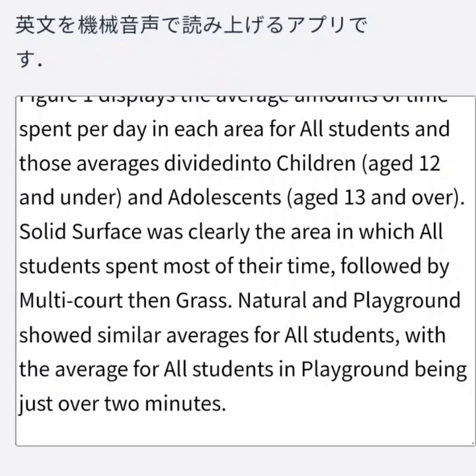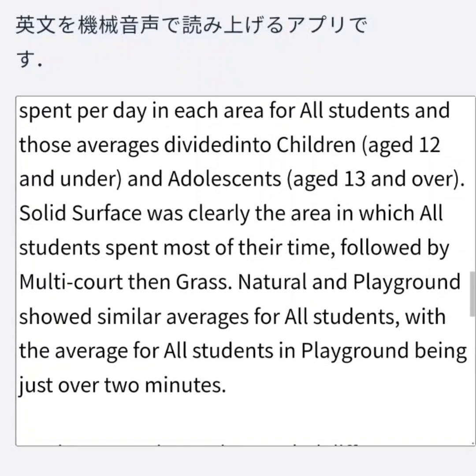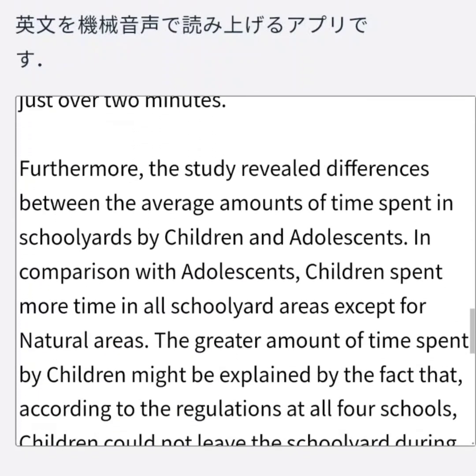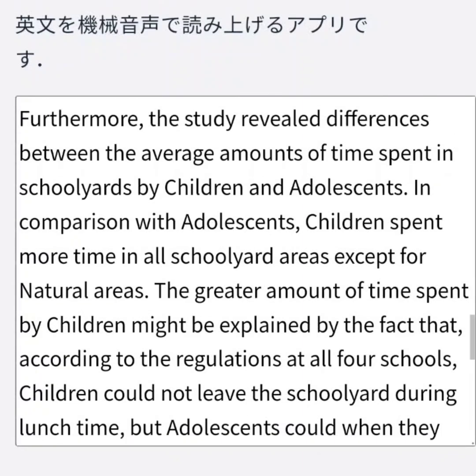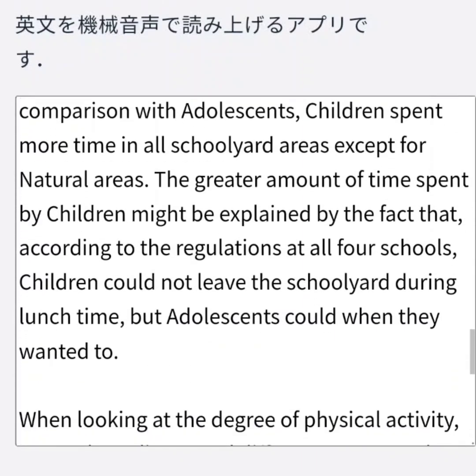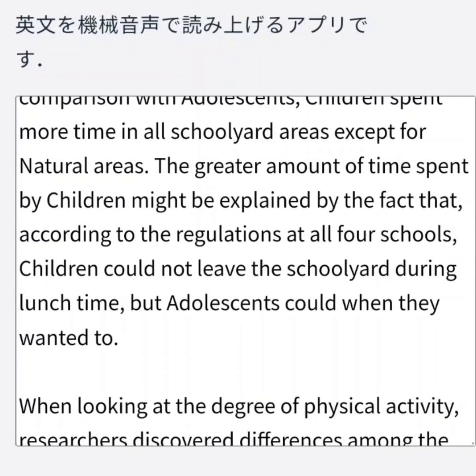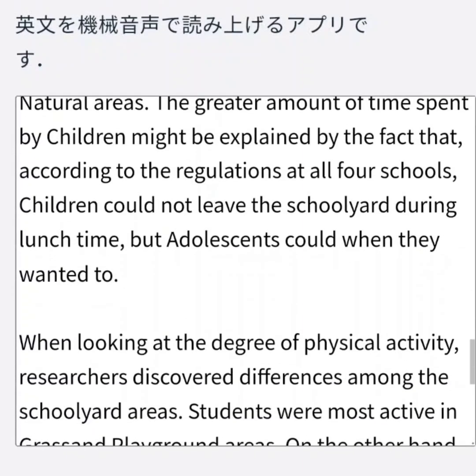Natural and playground showed similar averages for all students, with the average for all students in playground being just over 2 minutes. Furthermore, the study revealed differences between the average amounts of time spent in schoolyards by children and adolescents. In comparison with adolescents, children spent more time in all schoolyard areas except for natural areas. The greater amount of time spent by children might be explained by the fact that, according to the regulations at all 4 schools, children could not leave the schoolyard during lunchtime, but adolescents could when they wanted to.